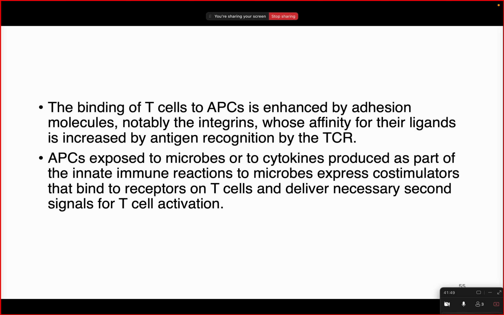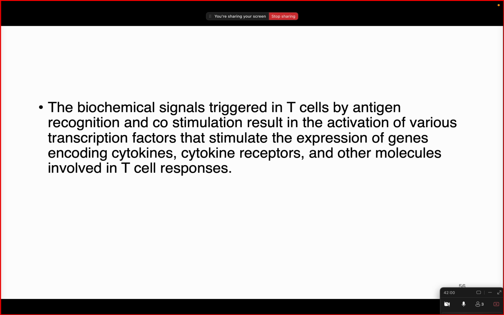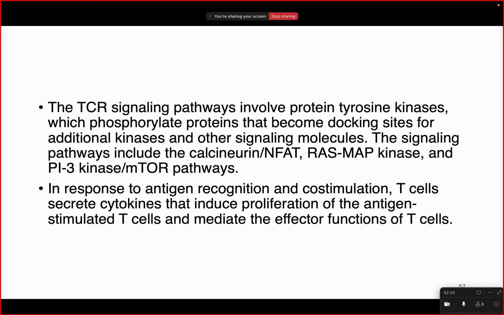APCs exposed to microbes or to cytokines produced as part of the innate immune reactions to microbes express co-stimulators that bind to the receptors on the T cell, making sure that the correct cell which has the pathogenic peptide displayed on it is recognized by the T cell. The biochemical signals triggered in the T cell by antigen recognition and co-stimulation result in the activation of various transcription factors, which finally change the transcriptomics of the T cell, and the effect is shown.